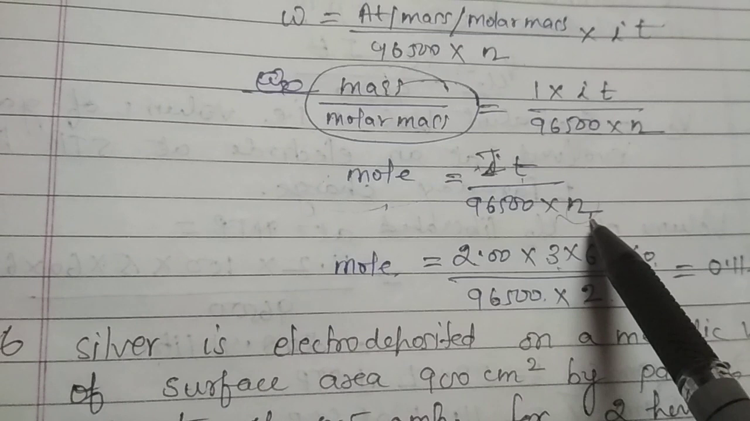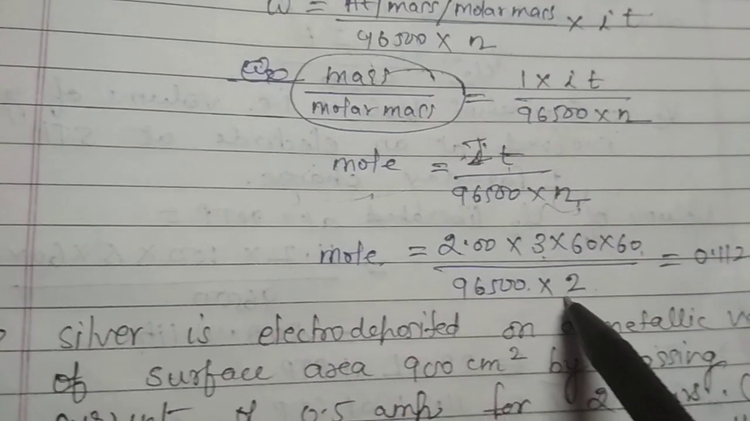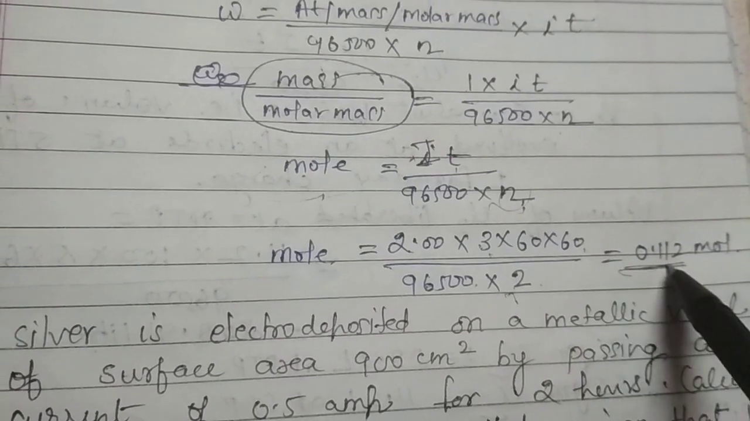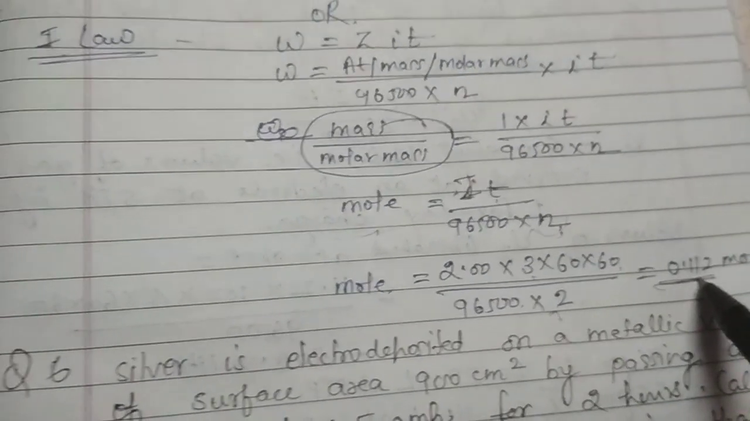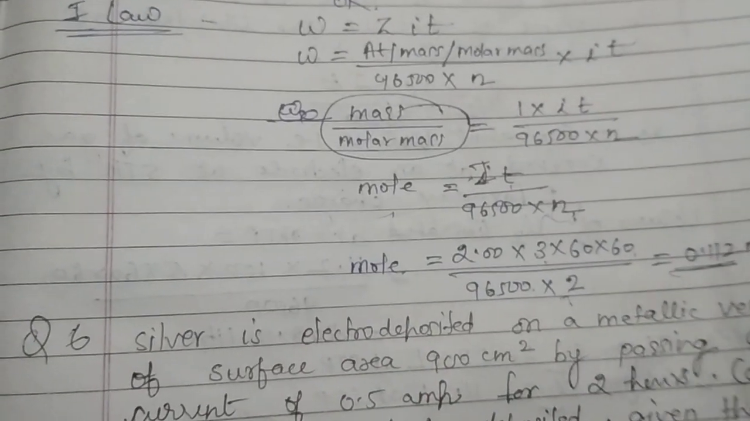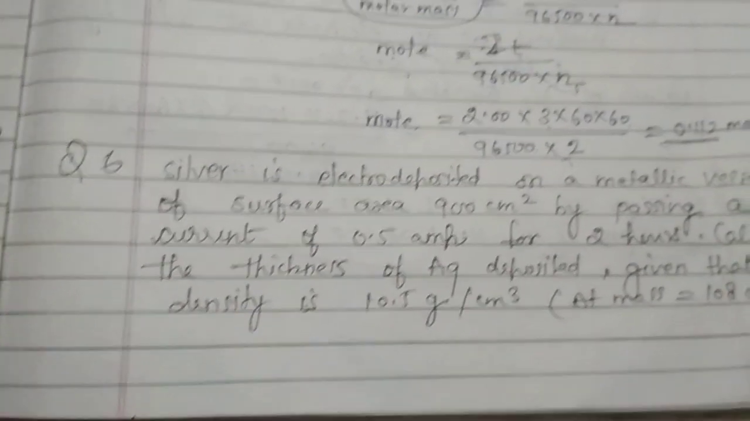As per the question, that is mercuric nitrate, it is 2. The valency of mercury is 2 here. So the number of moles would be 0.112 mole. So by any of the methods you can calculate the number of moles for the questions to be asked.